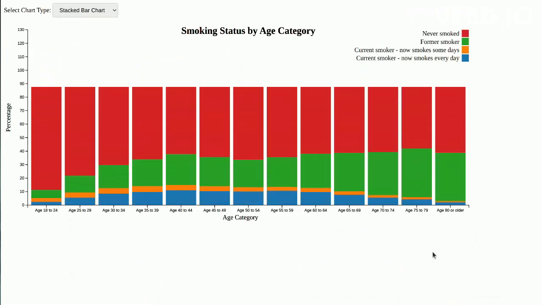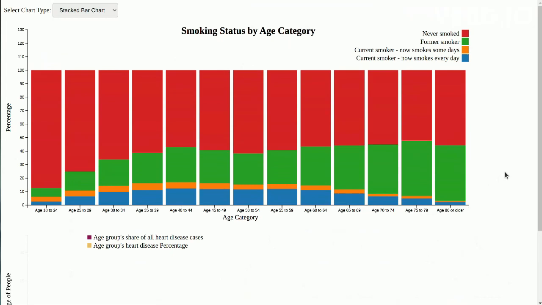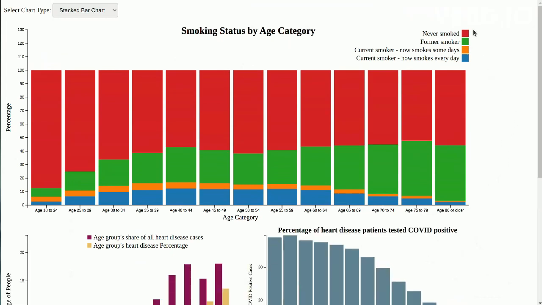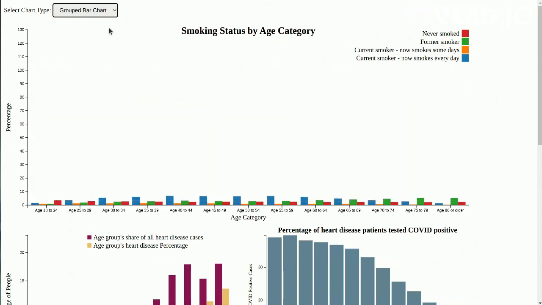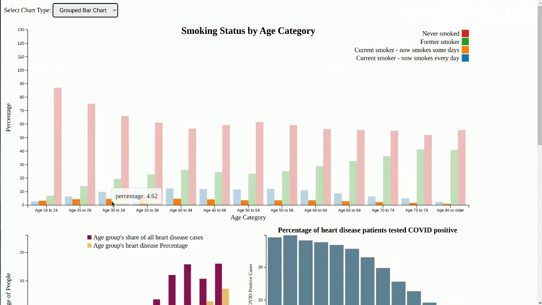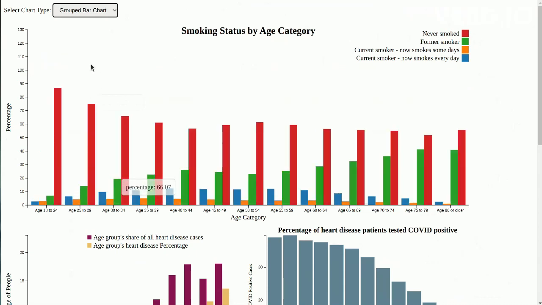Coming to our stats of overall states, these plots are similar to those shown in the state stats, but for all states. We have shown smoking status by age category in a stacked bar chart. This shows the percentage of each type of smoker, as shown in the legend, in each group. The chart can be transitioned to the group bar chart for clearer comparison between age groups. On hovering, it shows the corresponding percentage in both grouped and stacked.